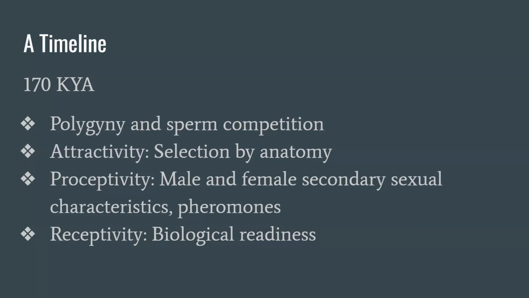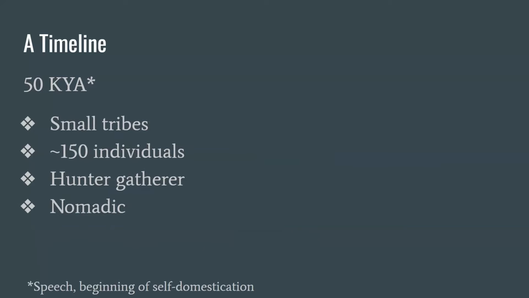Attractivity at this point is probably based solely on anatomy and looking for things like, does she have good hair? Proceptivity is secondary sexual characteristics and pheromones, and receptivity are indicators of biological readiness.